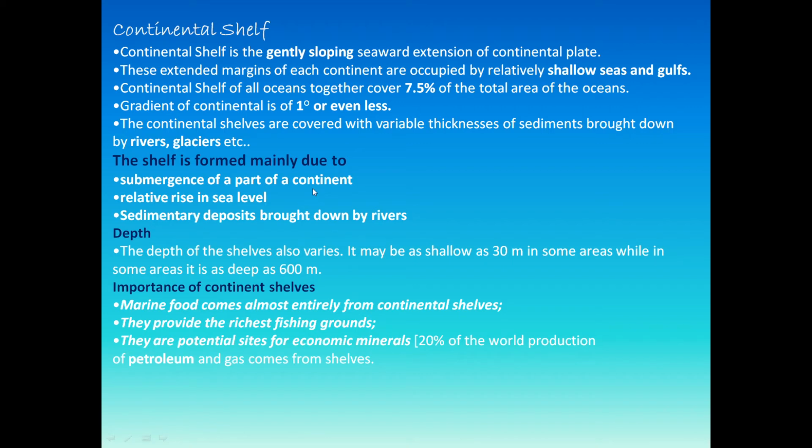A portion of the continent gets submerged in the water and that submerged part is continental shelf. Or sometimes sea level rises up and the water reaches the coastline. See, nowadays we say that because of global warming, Kerala's coastline is going underwater. Most of the time we talk about it. Because of global warming, sea level is rising. So when sea level rises, sea water goes onto the continent. So when it covers the continental portion, it forms continental shelf. And thirdly, it is formed by deposition of sediments brought by the rivers.